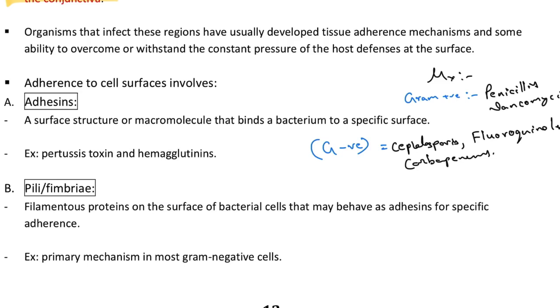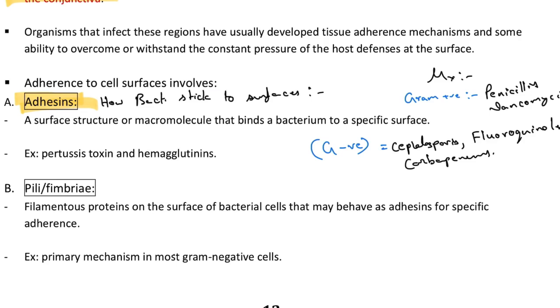To overcome these, pathogens need adherence mechanisms. So now we are going to discuss adherence mechanisms, meaning adherence to cell surfaces. This adherence mechanism means how bacteria stick to surfaces. These are the adhesins: surface proteins or toxins that bind bacteria to specific receptors, for example pertussis toxin and hemagglutinins, which bind to respiratory epithelium.